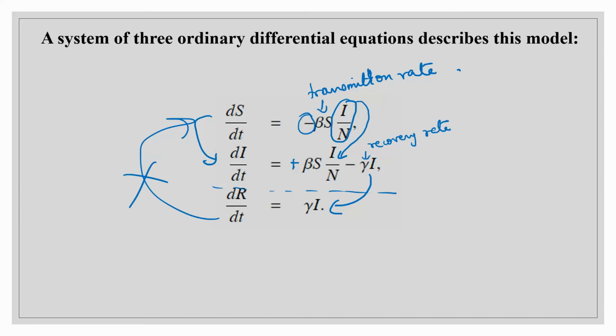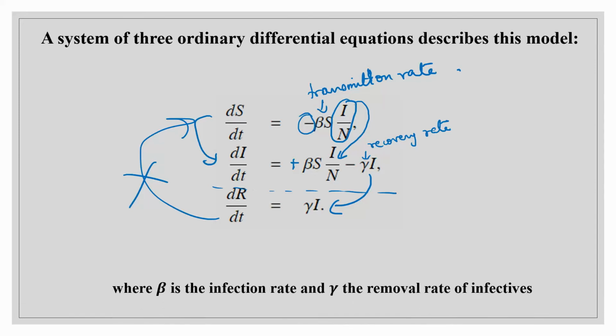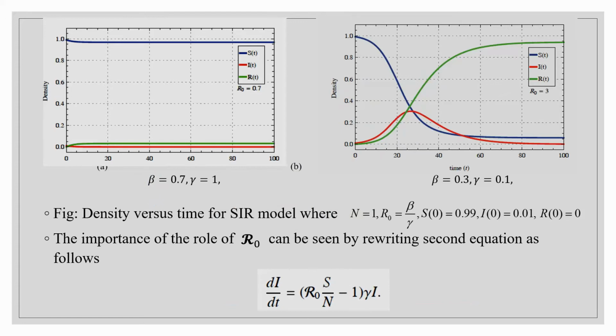So this is called the SIR model. This is a very simple SIR model, and I have already told you that beta is the infection rate and gamma is the removal rate, or you can say the recovery rate. This is a very simple coupled differential equation. Even then we do not have a closed form of solutions for this system. If you do some numerical simulations for this system of differential equations with beta equal to 0.7 and gamma equal to 1, you will see this type of graph.